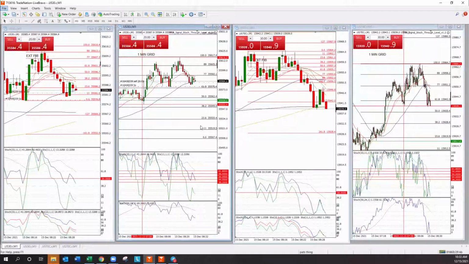15938.8. Give me the 50 level for that market, please. It's 15951.9. And for the Dow, the middle level, it's 35584.7.